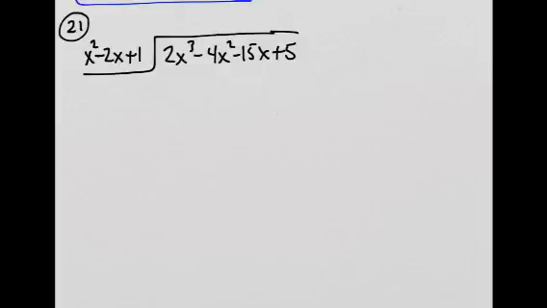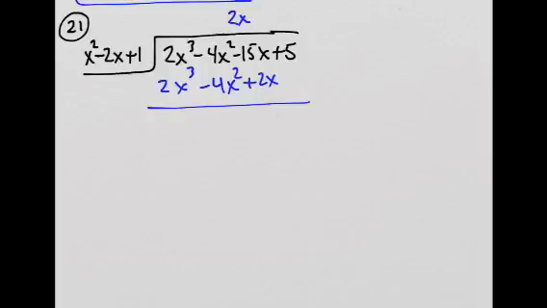Alright, so notice I changed the divisor because in the original problem it was written in factored form, (x minus 1) quantity squared. So I just multiplied it out so that now I have x squared minus 2x plus 1. So go ahead and ask yourself, something times x squared is going to give me 2x cubed. So that would be 2x. So 2x times the trinomial outside, that would be 2x cubed minus 4x squared plus 2x.